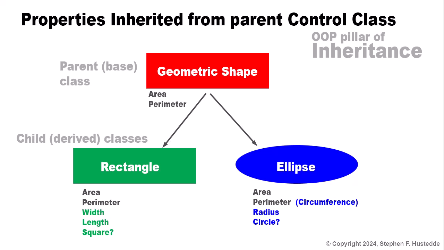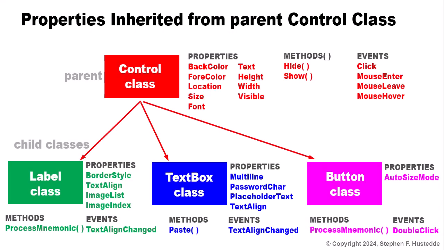So that's part of this object-oriented programming pillar of inheritance that we'll look at much further down the road. But I wanted to explain why you see a lot of these common properties, even though some of them may not be used by the different subclasses or child classes. In our system Windows.Forms, we have a control class that contains a whole bunch of properties, methods, and events, and then the various controls that we're using are derived from that control class.